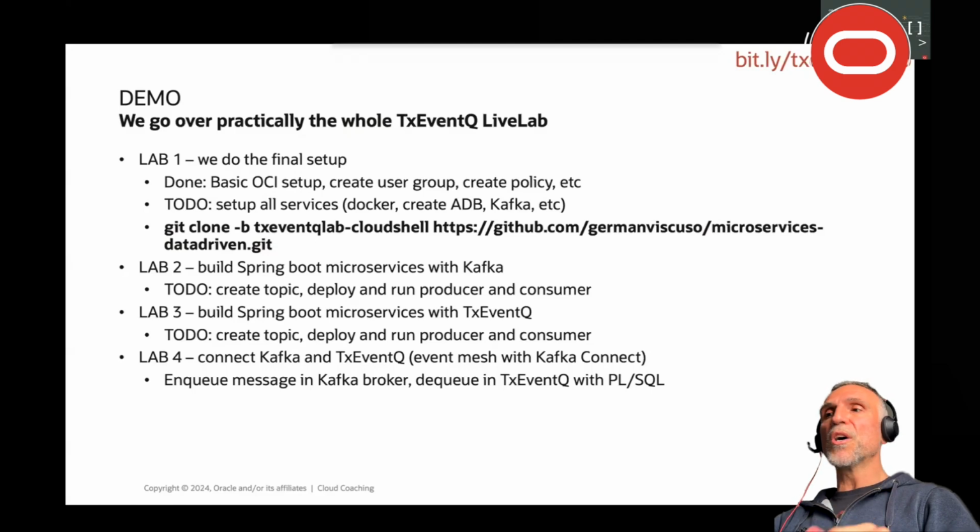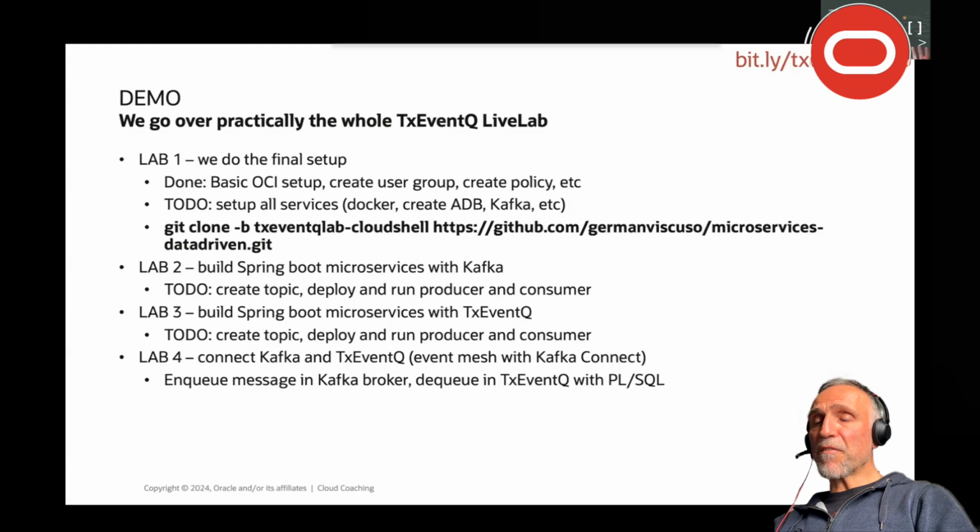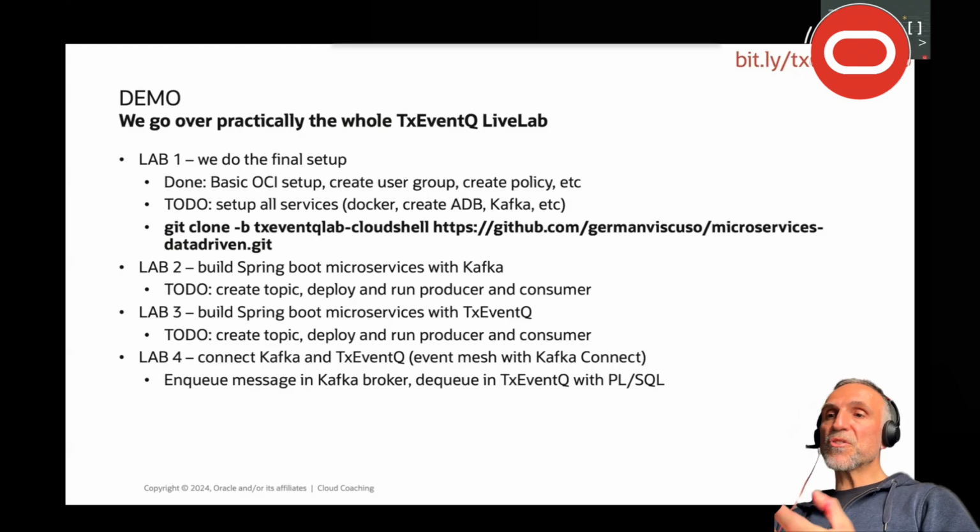This is lab 2. Then we will do lab 3, where we will do exactly the same thing, but with transactional event queues. We will create a topic, we will deploy a producer and a consumer, and the producer will put a message in the topic and the consumer will consume it, okay? And then we will do lab 4, where we will connect Kafka and transactional event queues, an event mesh with Kafka Connect. So this is basically enqueuing a message in a Kafka broker and dequeuing it or consuming it from transactional event queues. This part is not working properly.